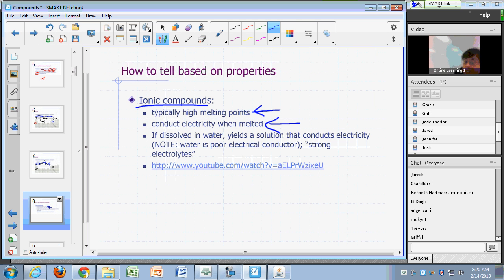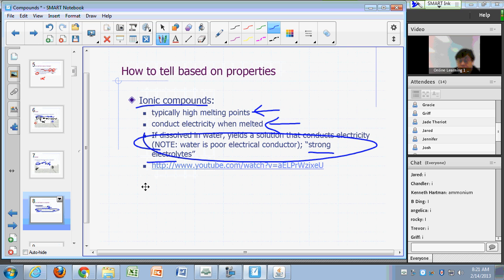And one characteristic of ionic compounds is that when you do get them to melt, the ability of the ions to move when it's melted allows it to conduct electricity. Okay, so when it turns to a liquid, it conducts electricity. Also, if you can get it to dissolve in water, you get a solution that also conducts electricity. So we say ionic compounds are strong electrolytes.